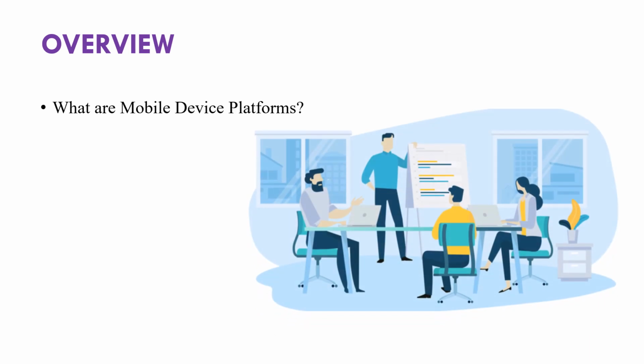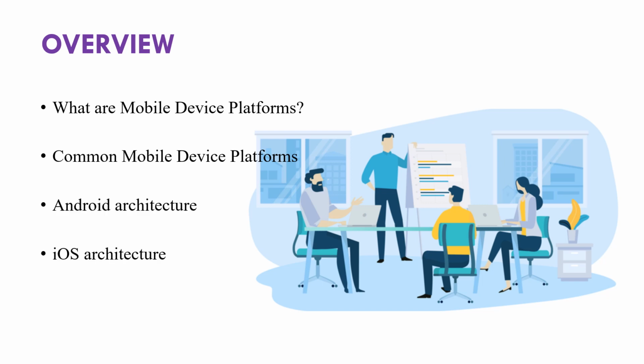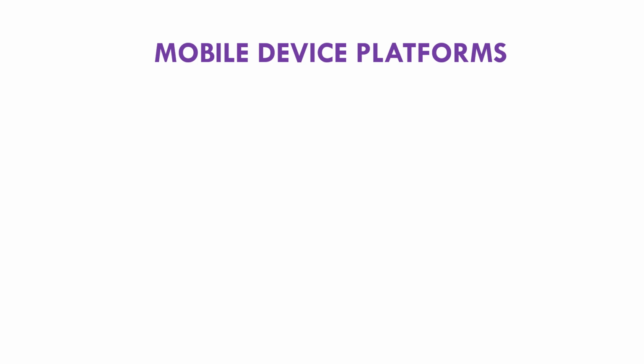So today we'll see what are mobile device platforms, common types of mobile platforms, then Android architecture, iOS architecture. In this architecture, we'll only see the key concepts which are important for this module and will not go in depth. And the last point is iOS versus Android forensics. So let's start with our first point.